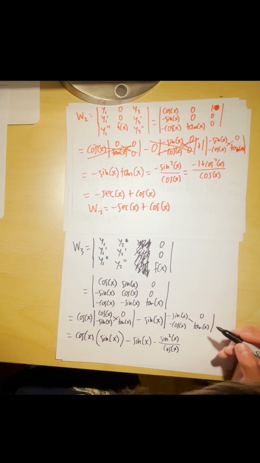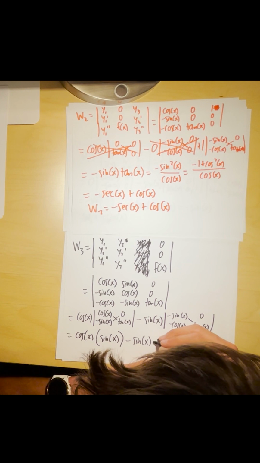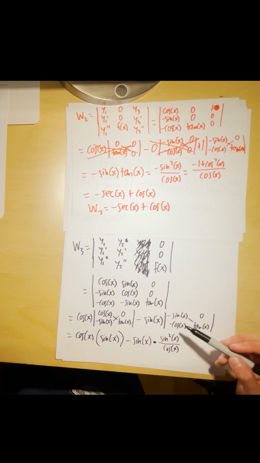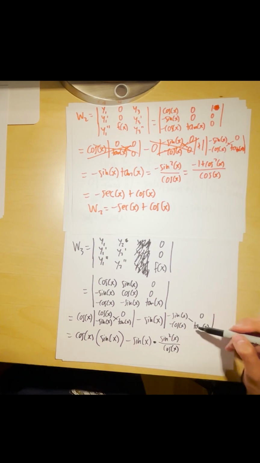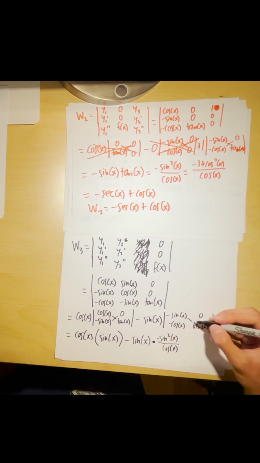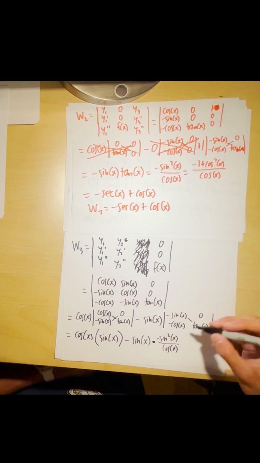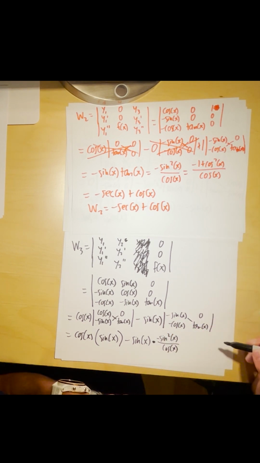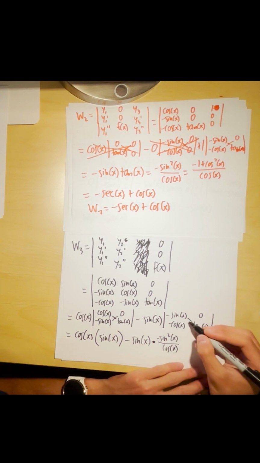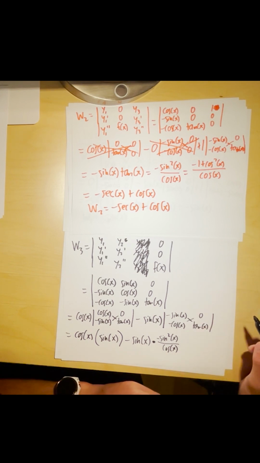What did I write here? Sorry, this should be multiplication. Negative sine of x times negative sine x tangent x, which is negative sine squared x over cosine x. And this part comes to 0, so I'm not going to write that part out. And so from here, we can do some simplifying.